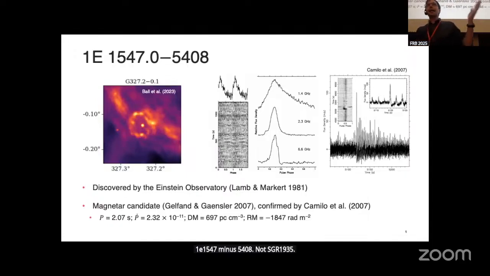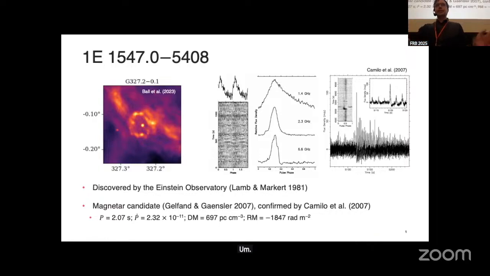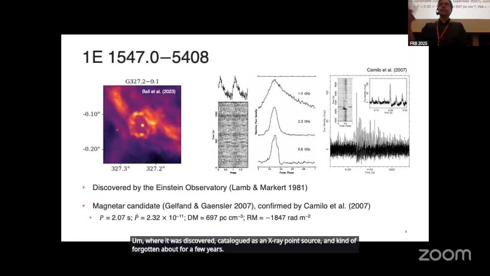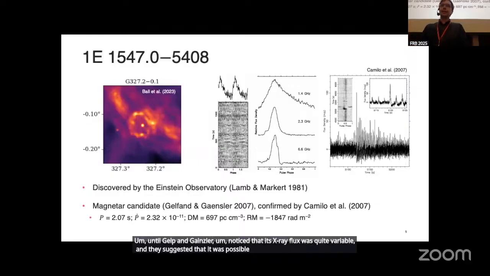Now, this magnetar was actually found way back in the 1980s by an ancient telescope called the Einstein Observatory, not Einstein Probe, where it was discovered, catalogued as an X-ray point source, and kind of forgotten about for a few years, until Gelfand and Gaensler noticed that its X-ray flux was quite variable, and they suggested that it was possibly a magnetar candidate embedded in this radio shell, which you can see on your left.